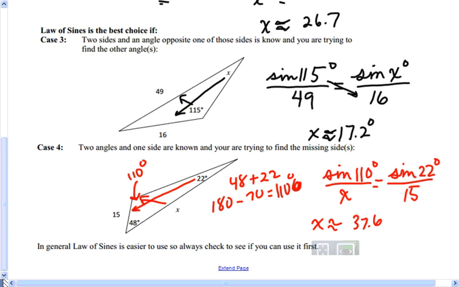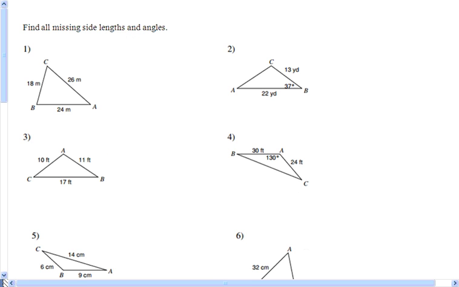All right, we will do the rest of these. You could try some on your own if you want, but the rest are practice problems.